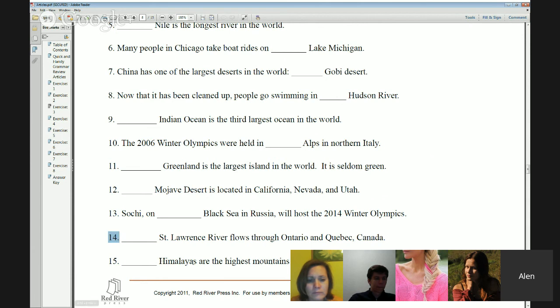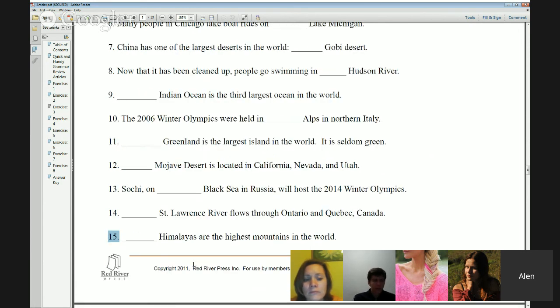All right, 14. The St. Lawrence River flows through Ontario and Quebec, Canada. Very good. The St. Lawrence River flows through Ontario and Quebec, Canada. Have you been to Canada, Julia? No, not yet. I'm sure you will. It's not very far from you. That's true. All right, and the last one, Elena?